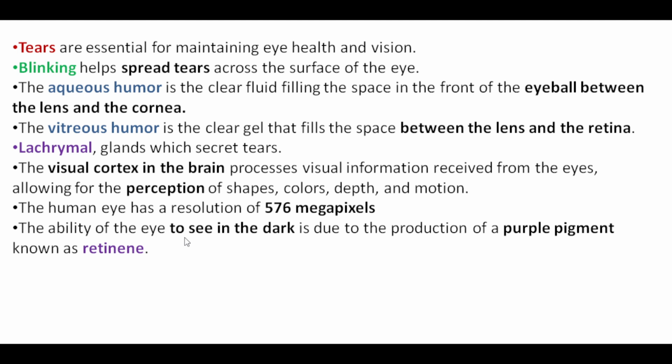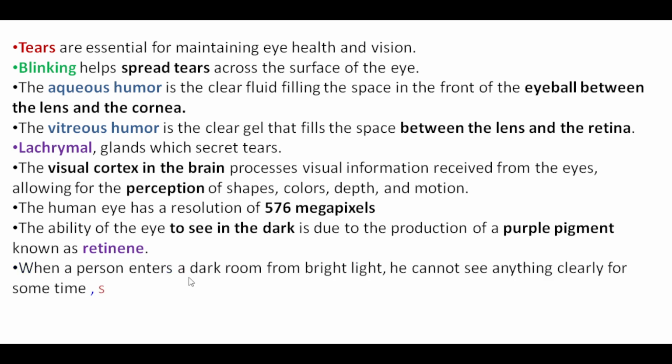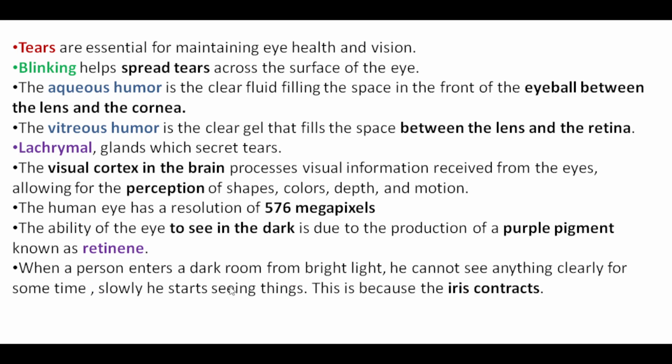The ability of the eye to see in the dark is due to the production of a purple pigment known as retinene. When a person enters a dark room from bright light, he cannot see anything clearly for some time. Slowly he starts seeing things. This is because the iris contracts.